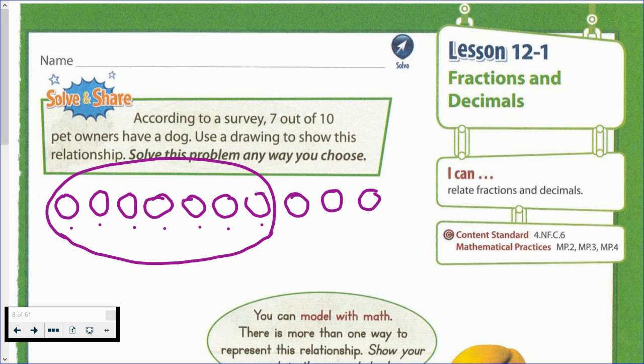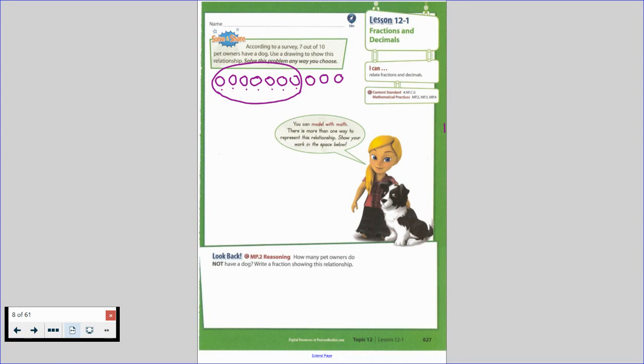What you're going to see as we continue with this lesson is that there are other ways to write this instead of just drawing a picture. We know if there are 10 parts to our group, we put 10 in the denominator of a fraction. If 7 out of those 10 have dogs, we can put 7 in the numerator and understand that 7/10 of our group, or 7 out of 10 of our group, have a pet dog.